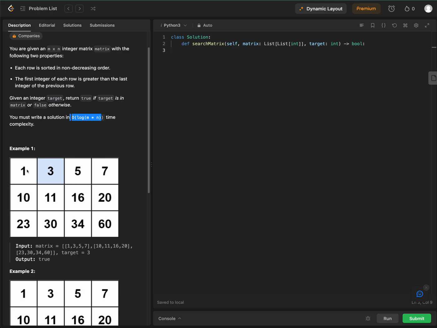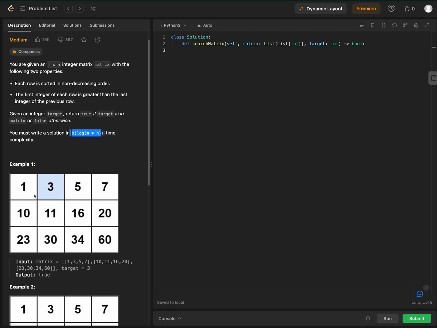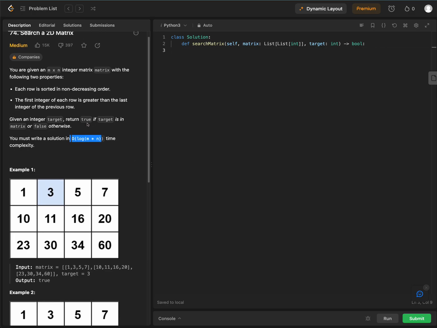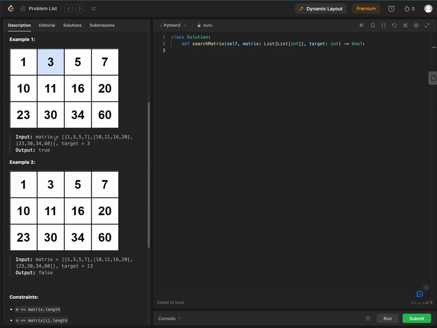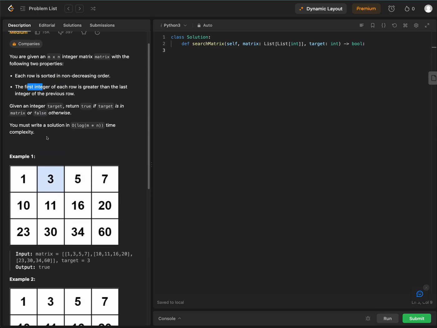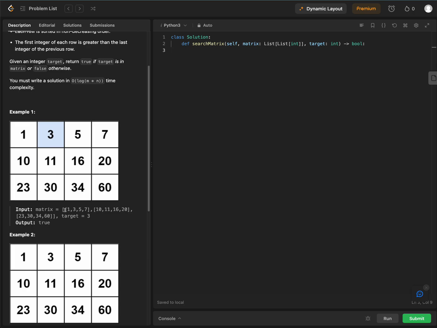So essentially we're looking at this example here. You can see that each row is 1, 3, 5, 7. It's non-decreasing, so it can be 1, 3, 3, 5 because it's non-decreasing. And then the first integer of each row is greater than the last integer of the previous row, so it's strictly greater: 1, 10, 23. And right here we have this solution, and we are supposed to return a boolean value for 3. So we look here.